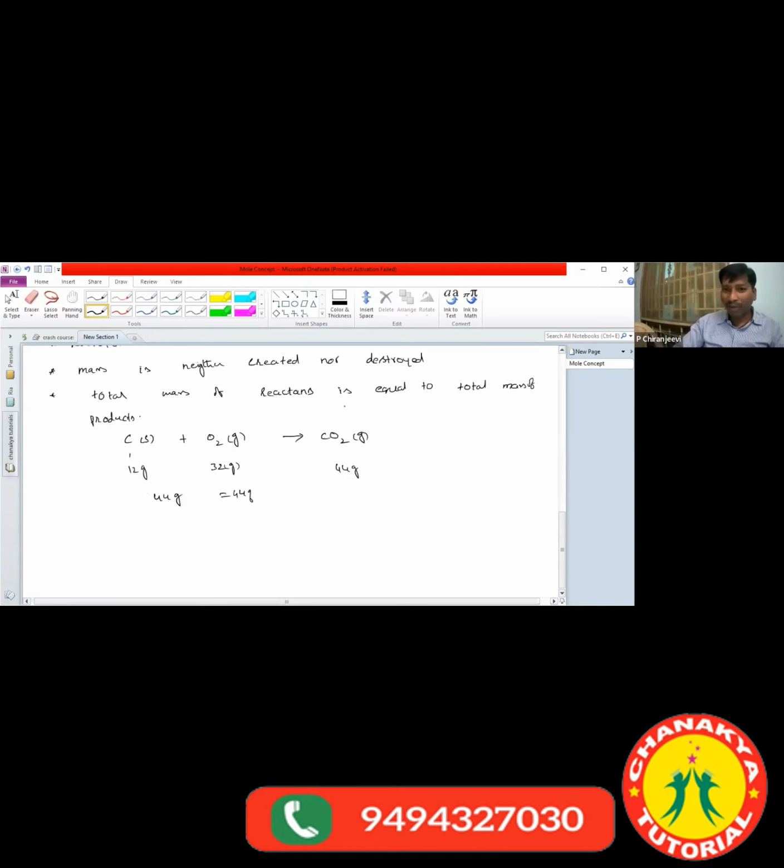Until here, is it clear to everyone? Do you have any doubt? No, sir. In the examination, they ask questions with examples. You have to find out whether the given example satisfies the law of conservation of mass or other laws. So examples are very, very important.